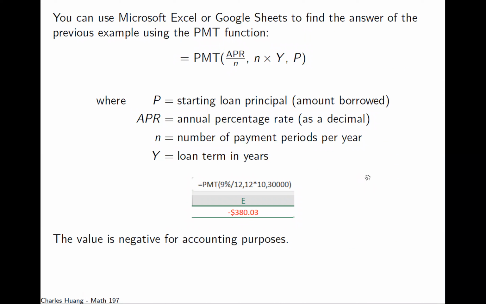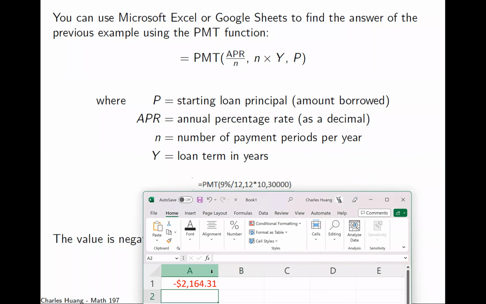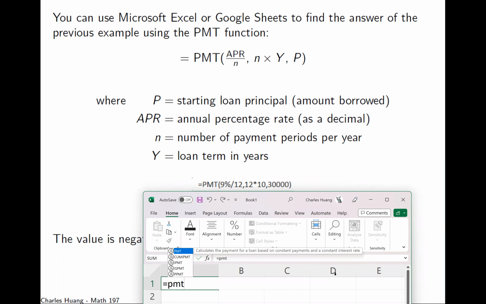Once again, we can use the spreadsheet to do our calculation for us. So here we're going to call up Microsoft Excel. This is very similar to what we did before. We still use the payment function. The rate over here is 9%, and we are doing the rate 12 times in a year. Right? We're doing 12 payment periods and 12 compounding periods.